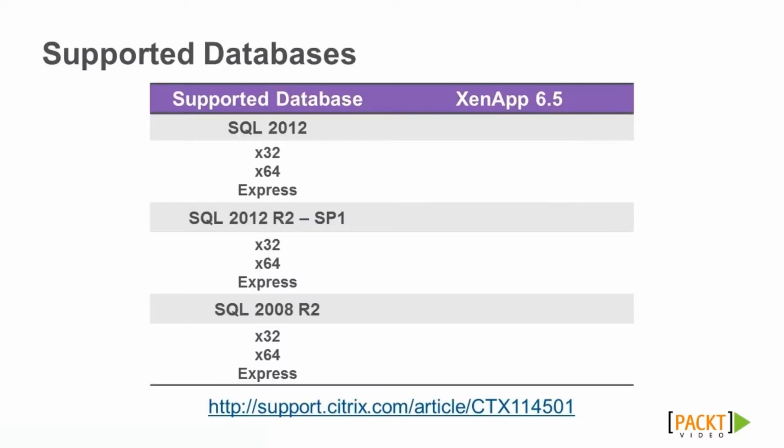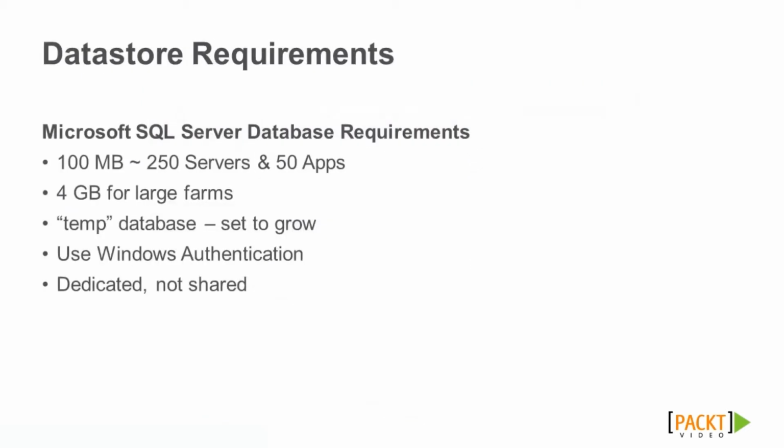Supported databases include SQL Server 2012, SQL Server 2012 R2 Service Pack 1, and SQL Server 2008 R2. The server hosting the Microsoft SQL Server database should meet the following minimum requirements, which is approximately 100 megabytes of disk space for every 250 servers and 50 published applications in the farm. Set the temp database to automatically grow on a partition with at least 1 gig of free disk space. Citrix recommends 4 gigabytes if the farm is large and includes multiple print drivers.